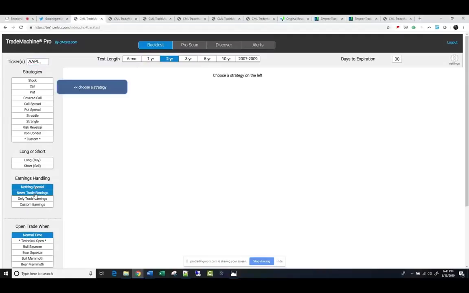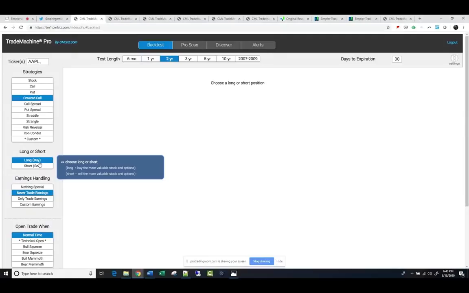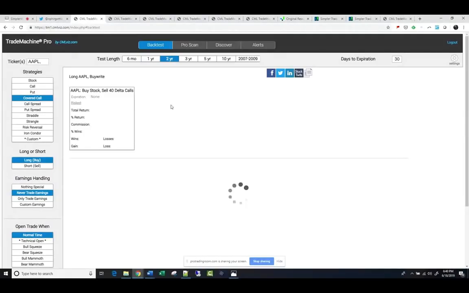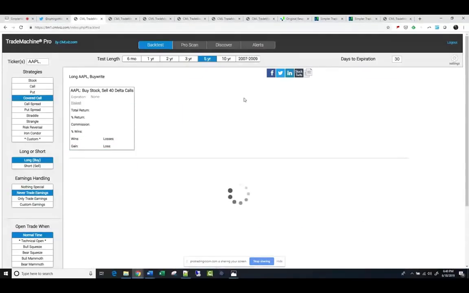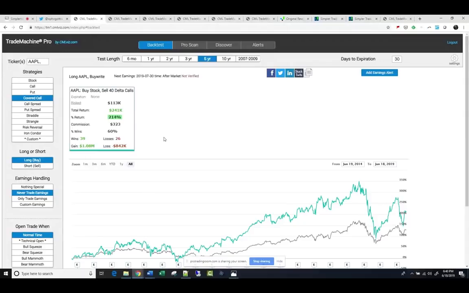I want to never trade earnings. So I want to do this trade by never trade earnings. I want to do a covered call, and I want to get long a covered call. It's actually short a call long the stock, but whatever. And I'm rolling it every 30 days. Let's do it over the last 5 years. So this is buying stock, selling the 40 delta call. Here's how it's looked over the last 5 years.